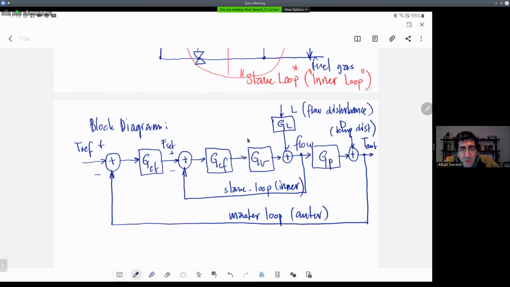All right, any questions now? So you have two nested loops: a controller inside with an inner loop, and then an outer loop from the very output of the entire process to the very input of it. In this case, the inner loop regulates the fuel flow, and the outer loop regulates the output temperature, which is the overall process variable. Any questions at this point?